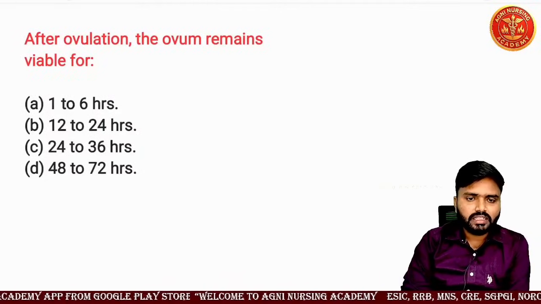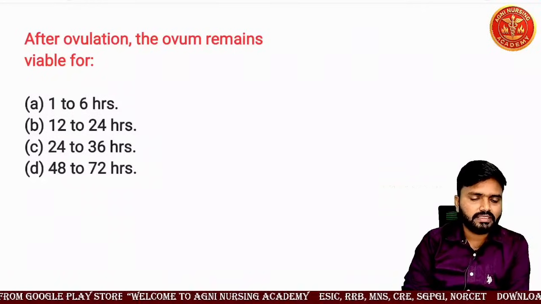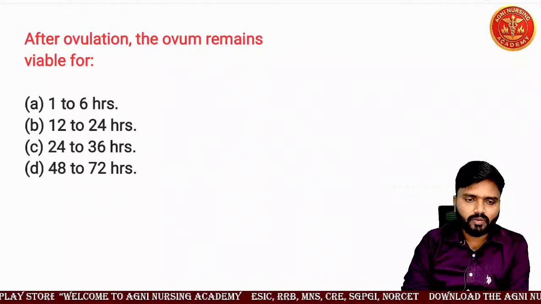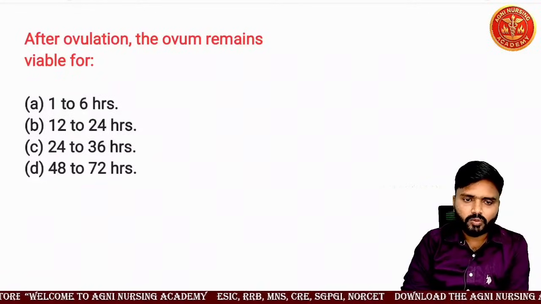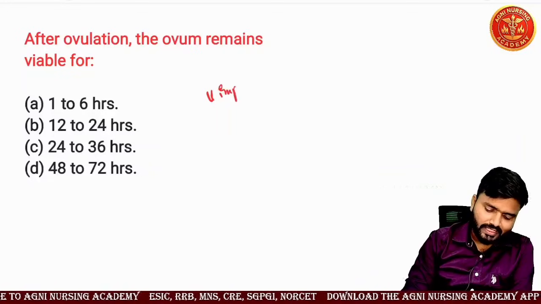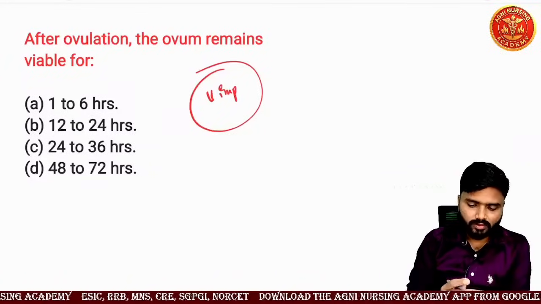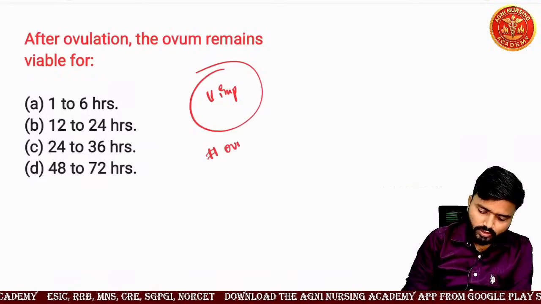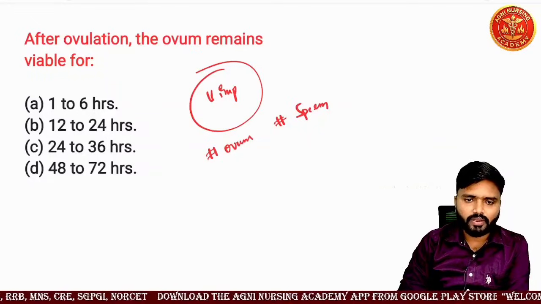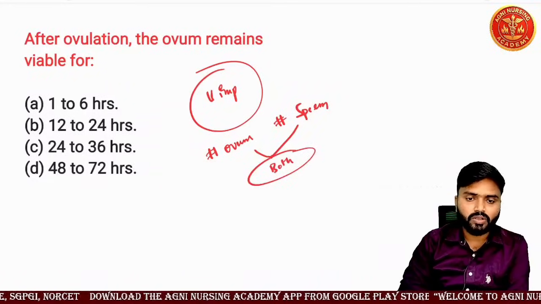After ovulation, the ovum remains viable for: option A is 1 to 6 hours, option B is 12 to 24 hours, option C is 24 to 36 hours, and option D is 48 to 72 hours. So this is a very important hallmark question. Understood? In the recent exam only this question was asked, otherwise a question will come about the ovum viability or the sperm viability.